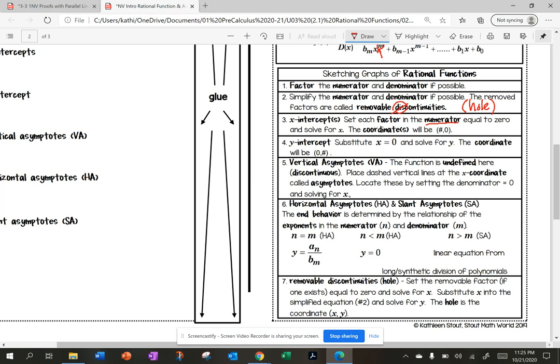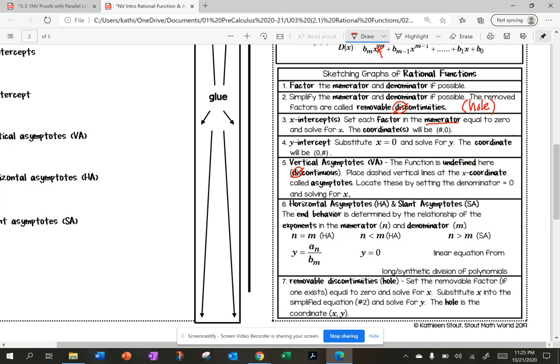Okay, vertical asymptotes are where the function is undefined. Undefined means discontinuous. This is where we're going to put the asymptotes. We're going to place vertical lines where the x coordinates make the denominator equal to 0. So where the denominator equals 0, I'm going to put a vertical asymptote.